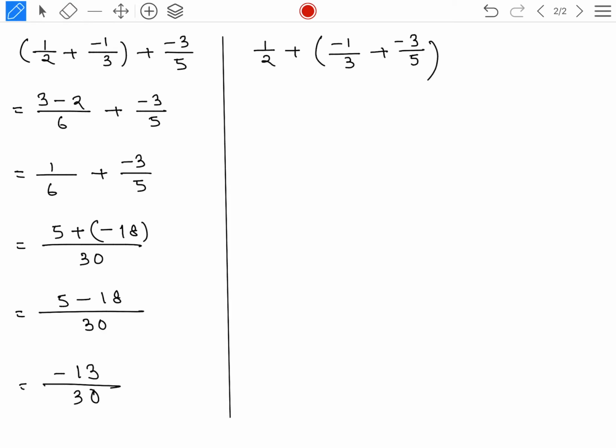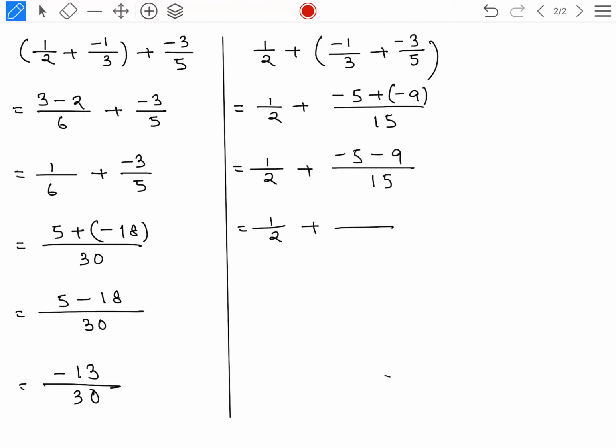Understood? Now see, first 1 by 2 plus, the LCM of 3 and 5 is 15, yes or no? Then 3 5s are 15, so minus 1 into 5 means minus 5, plus 5 3s are 15, so it becomes minus 9. So 1 by 2 plus minus 5, then plus and minus is minus, minus 9 by 15. So it will become 1 by 2 plus minus 14 by 15. Yes or no? Understood?